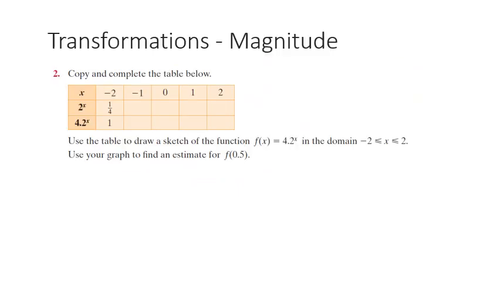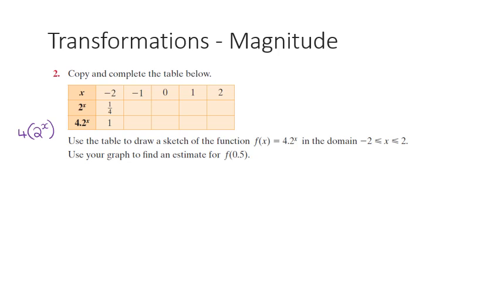Okay, so copy and complete the table below. So we have a function that's 2 to the power of x, and we have another function that is 4 times 2 to the power of x. So I've explained this before, that is the dot product. Sometimes we use the dot not to represent the decimal point, but to represent multiplication. But if it makes more sense to you, you can write that as 4 times 2 to the power of x. Okay, so we have our basic function 2 to the power of x.